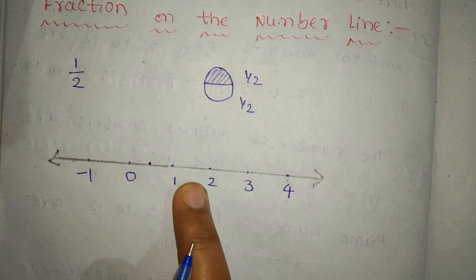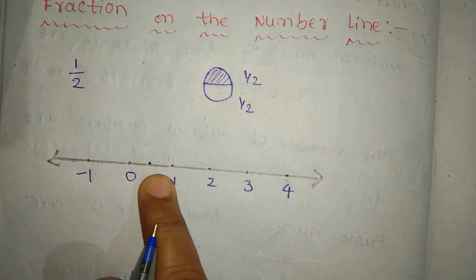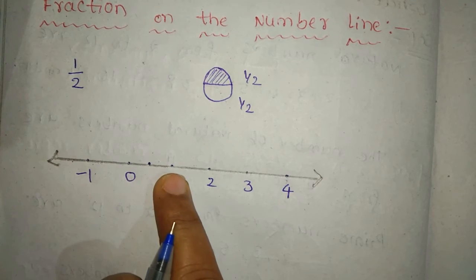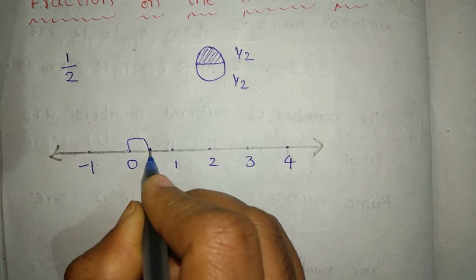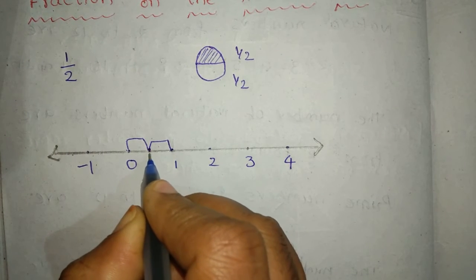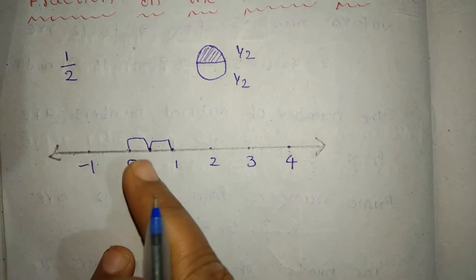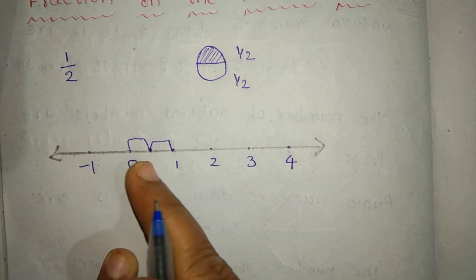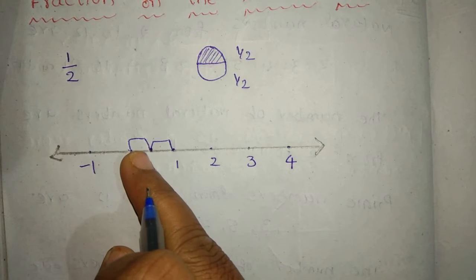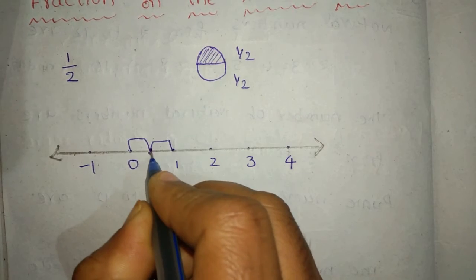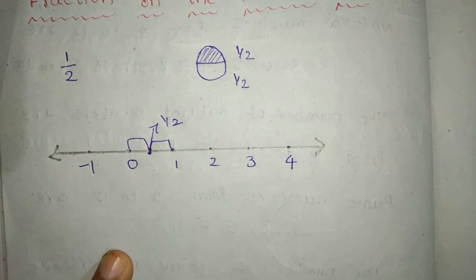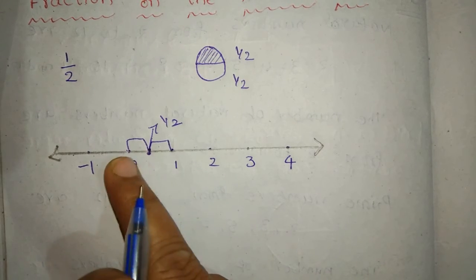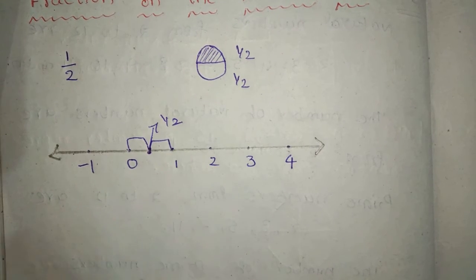This is divided into 2 equal parts. So now this one part represents 1 by 2. Here 1 by 2, 1 by 2, 1 by 2 plus 1. Okay.